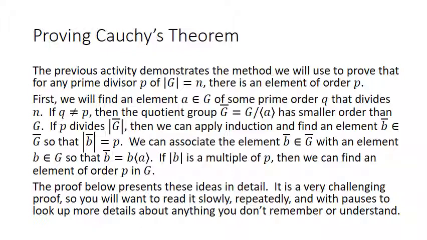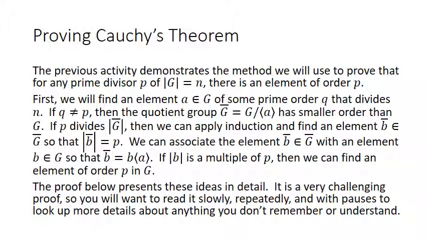So if Q is not equal to P, then the quotient group, I mean, obviously if Q is equal to P, then we're done. So if Q is not equal to P, then the quotient group G bar, which is going to be G mod the subgroup generated by A, will have a smaller order than the order of G. So if P divides the order of G bar, then we can apply induction and find an element B bar in G bar such that the order of B bar is equal to P.